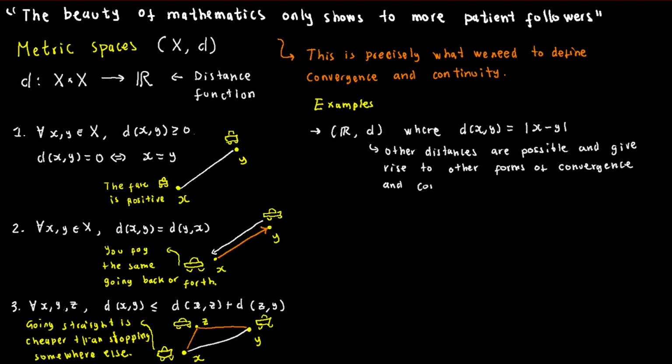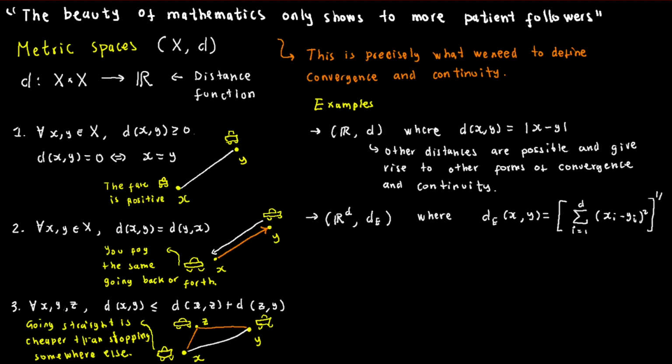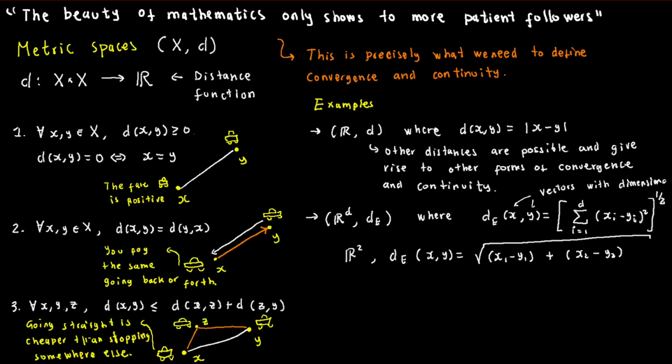It's like choosing your mode of transportation. A bike, a car, or a plane will all get you from point A to point B, but each will have its own set of pros and cons. Another important metric space is the vector space R^d equipped with the Euclidean distance. The Euclidean distance is what you are probably familiar with from your high school geometry class. It's a straight line distance between 2 points in a vector space.